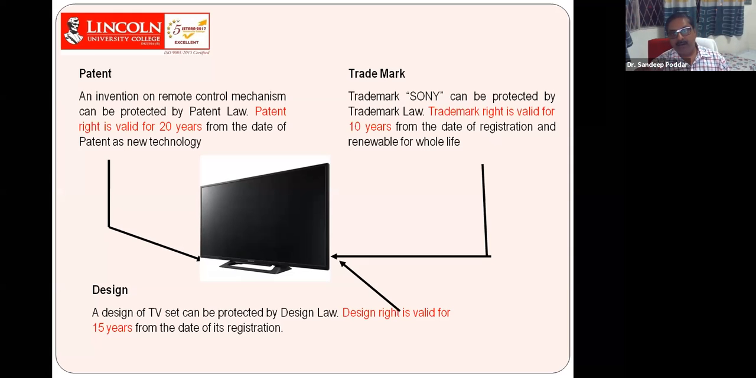Then trademark. A trademark is valid for 10 years from the date of registration. After that, we change the trademark again, or it can be renewed again and again. Now, design is valid for 15 years from the date of registration. After that, anybody can take the design. Every car you can see has a defined design. We cannot copy a Mercedes design as a Maruti design or a Honda design. Why? Because the design is protected. I think all of you clearly understand.